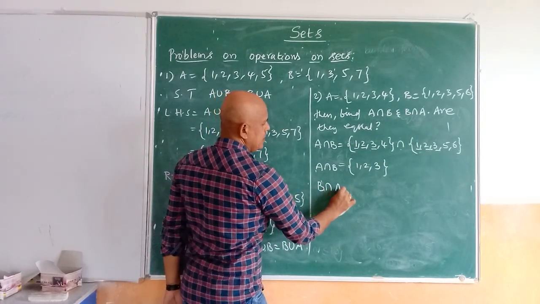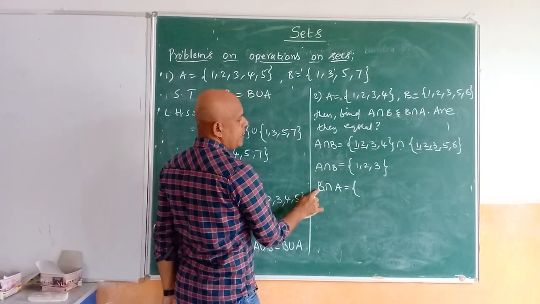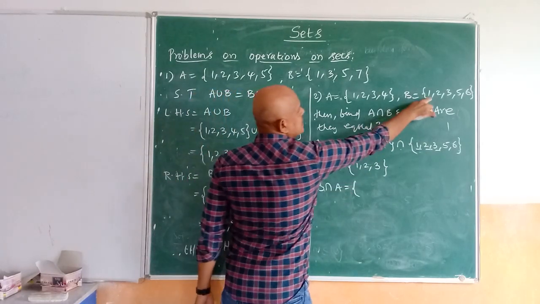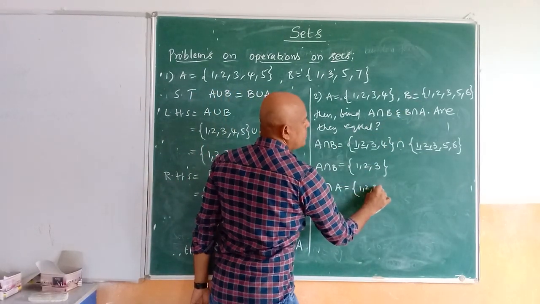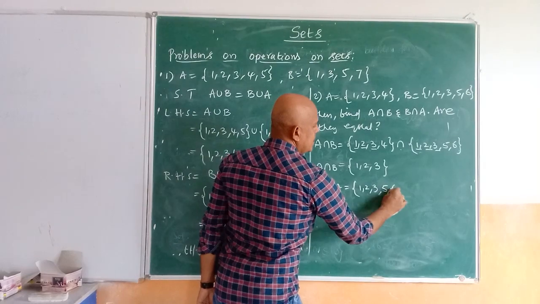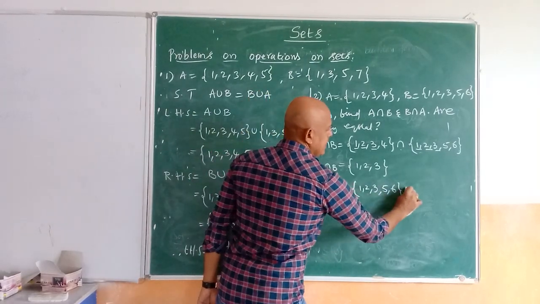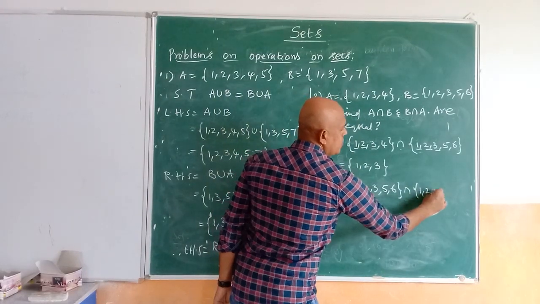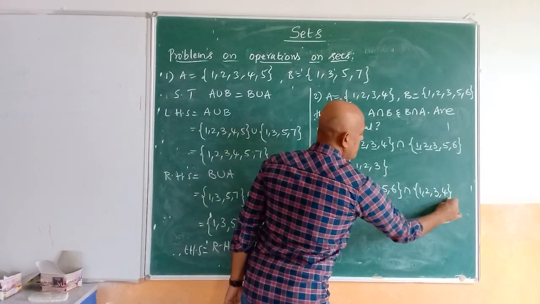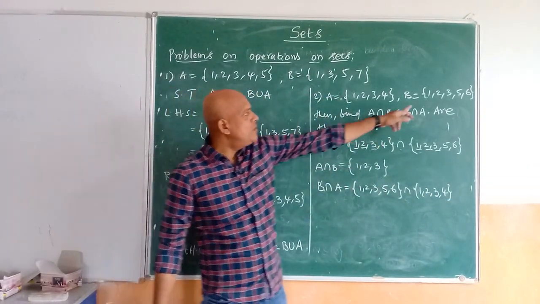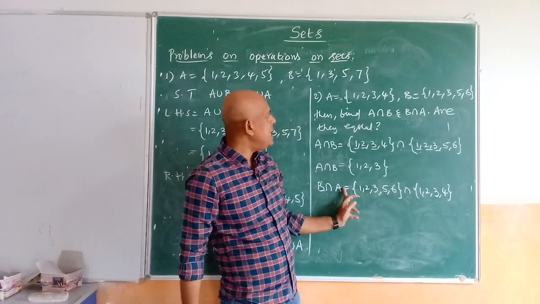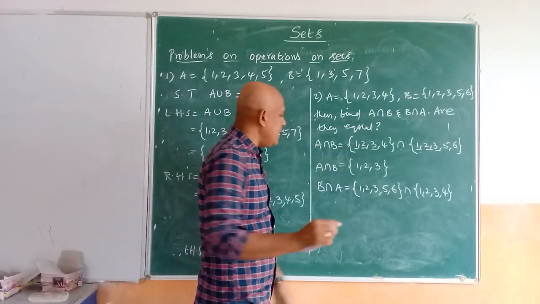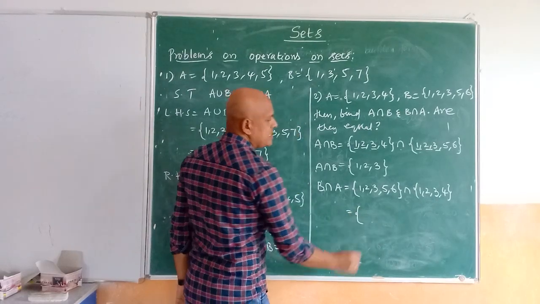Let us find B intersection A. B intersection A is equal to, first of all we have to write the B elements. B elements are 1, 2, 3, 5, 6, and intersection A elements. A elements are 1, 2, 3, 4. And again here also we have to write the common elements in both the sets.